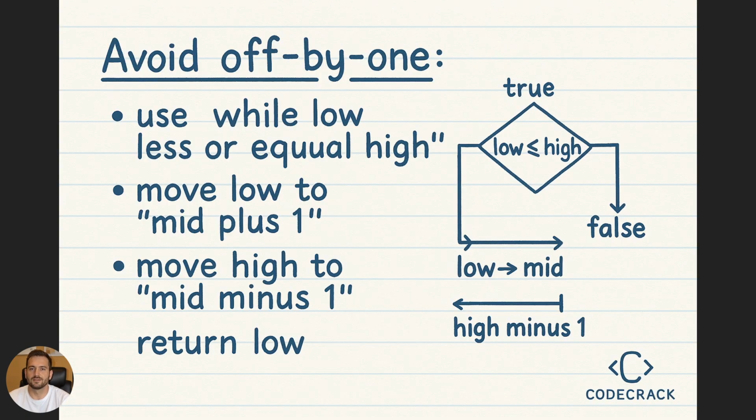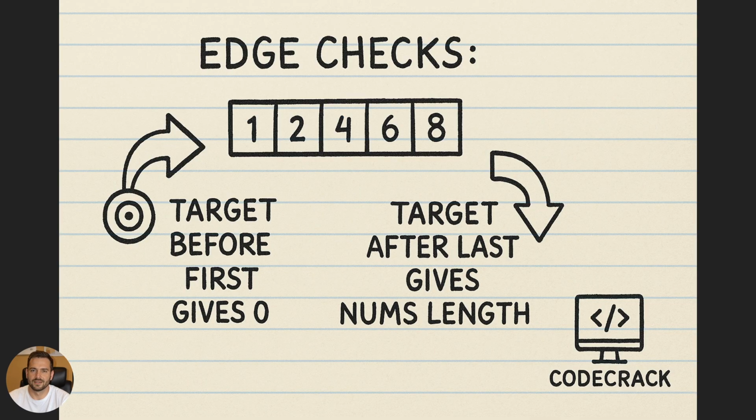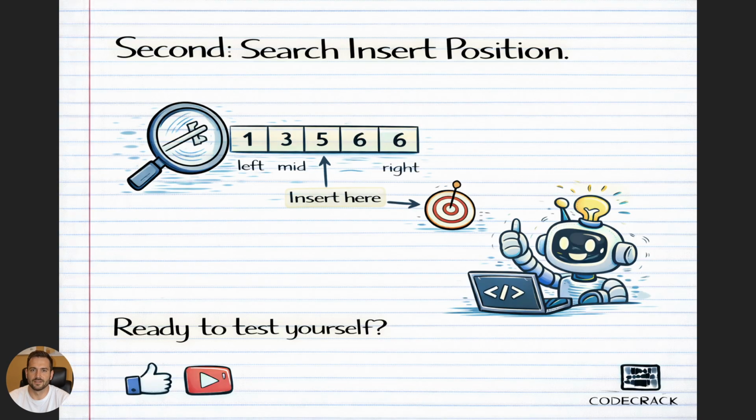Avoid off by 1. Use while low less or equal high. Move low to mid plus 1. Move high to mid minus 1. Return low. Edge checks. Target before first gives 0. Target after last gives nums length.